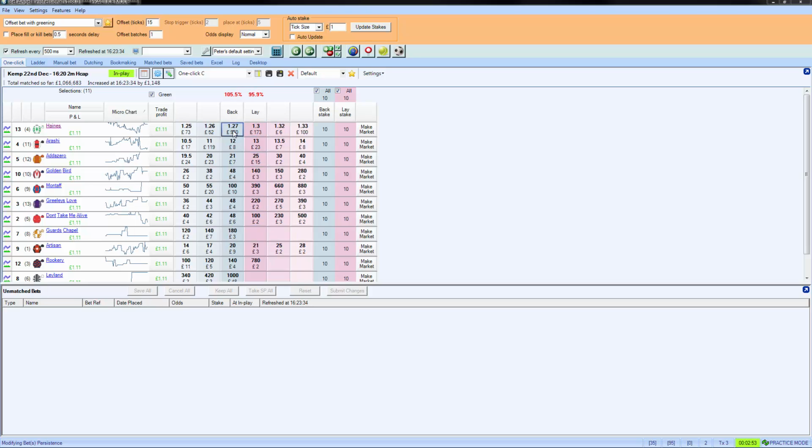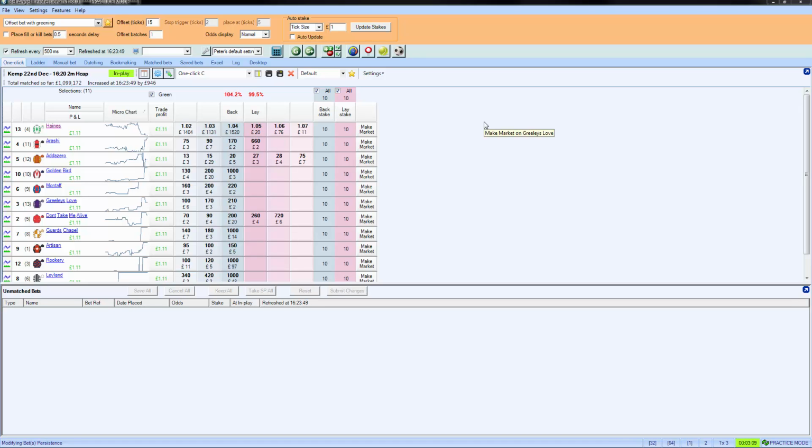We'd nominated the position that we opened the market at, which just happened to be a back at 1.5. The offset went in at 135. Because we used the with greening, this basically meant that when that position was matched in play, it actually hedged our position. And that's where we got our £1.11 profit from.